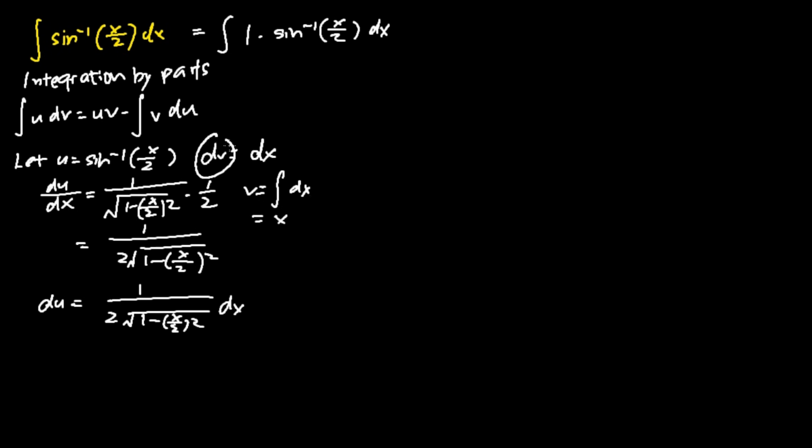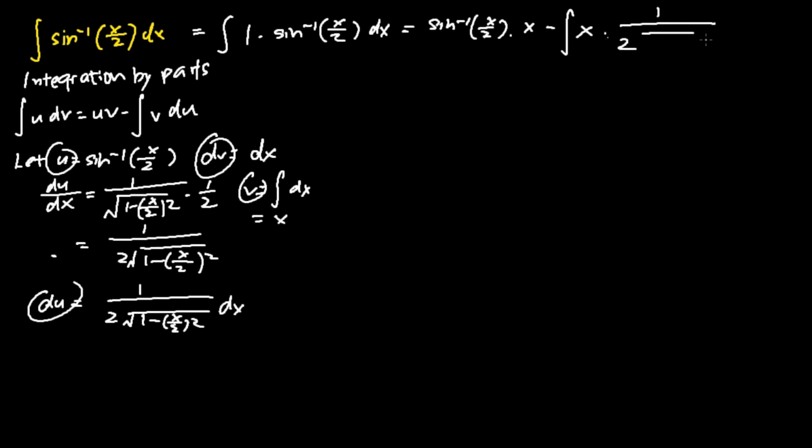I now have my u, dv, v, du. I can apply the integration by parts formula. To move on to the next step, I get the following. My u is sine inverse x over 2. My v is x, subtracting away the integral of v, which is x, and then my du is 1 over 2 square root of 1 minus x over 2 squared dx.